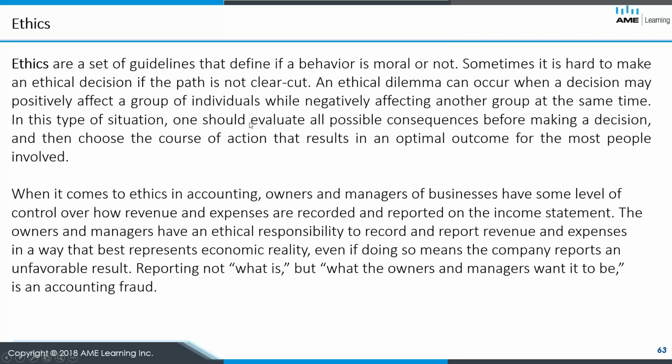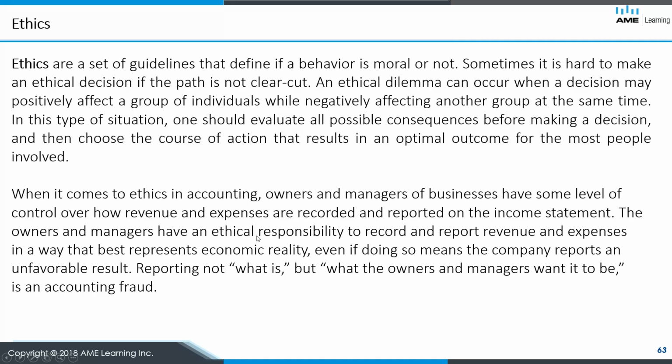So it really just requires the individual, or whoever is looking at the situation, to evaluate all the outcomes and make a decision, hopefully an optimal decision. And specifically when we talk about ethics in accounting, as it mentions here, the owners and managers have some level of control over how the revenue and expenses are recorded and reported.